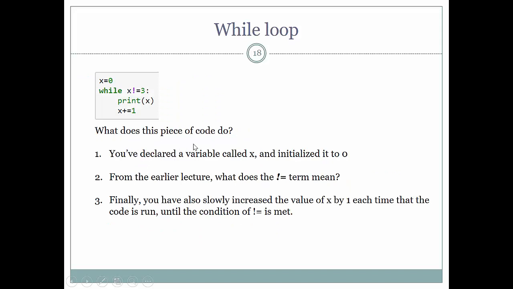So what does this piece of code do? We first declare a variable x. Again, we need to explicitly declare the variable x and initialize it to 0. And exclamation equals is just not equals. So as long as x is not equal to 3, the loop continues. This evaluates to true as long as x is not 3. Keep printing x and at the end, increment the value of x by 1.